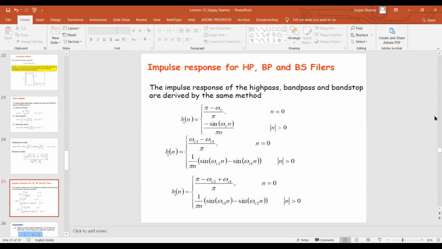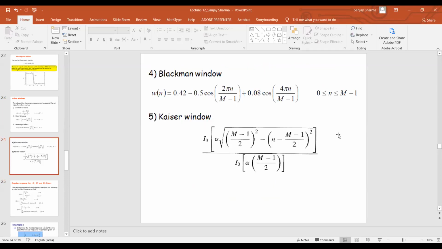If you look at the shapes of these window functions, I will show you. Probably I don't have the slide with me at present, but next time I will come up with the shapes of these window functions, where you will see that there is no abrupt fall, rather a smooth change from the high value to the low values, and this will avoid the Gibbs phenomenon to a great extent.